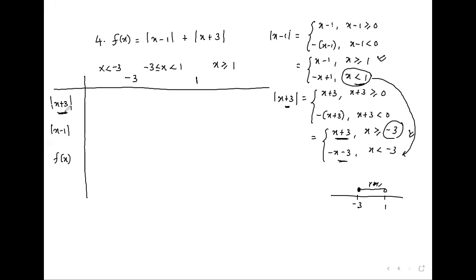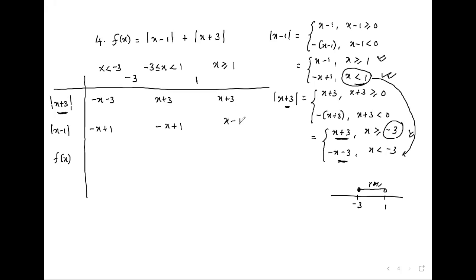When x is less than -3, that function is defined as -x minus 3. When x is bigger than -3, it's defined as x plus 3. When x is bigger than 1, it means x is bigger than -3. So it's x plus 3. So we leave it there. Then we go to x minus 1. When x is less than -3, it's automatically less than 1. So we pick this as negative x plus 1. But when x is less than 1 but bigger than -3, we still pick the same part. When x is bigger than 1, we pick x minus 1.